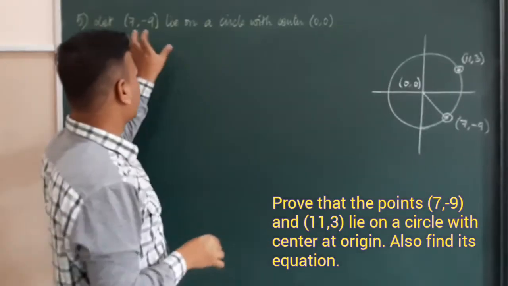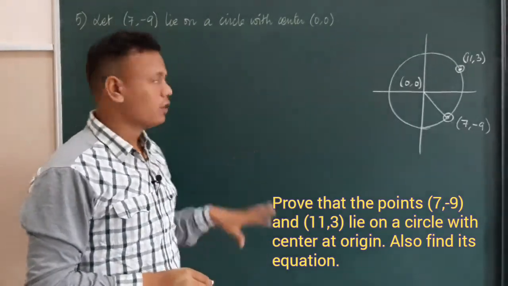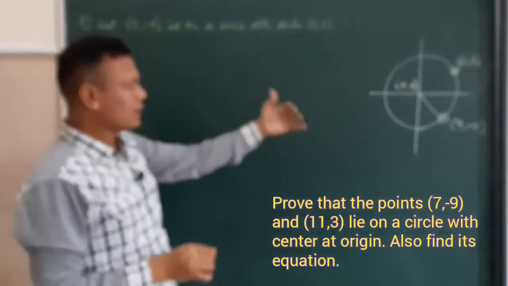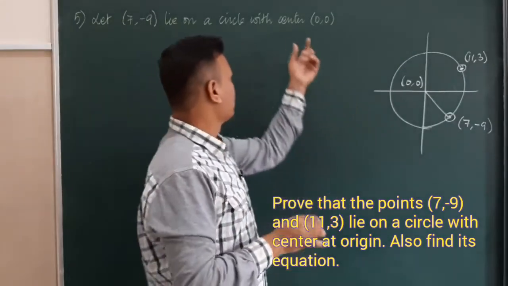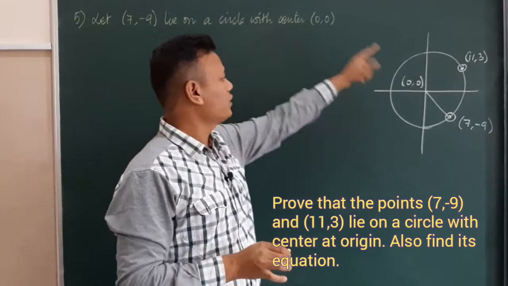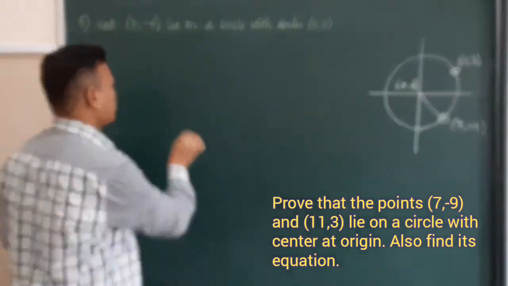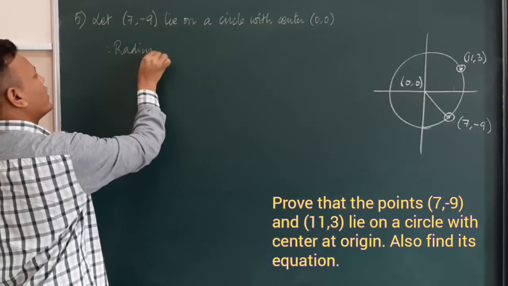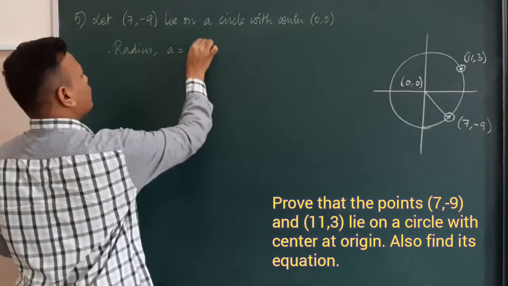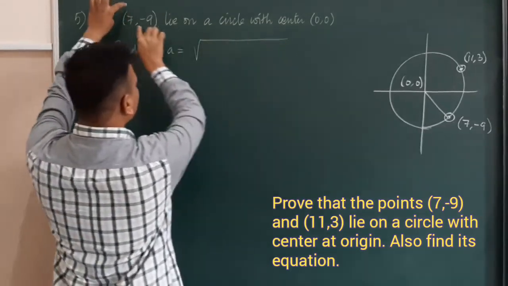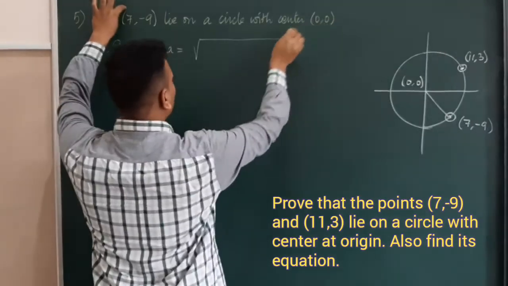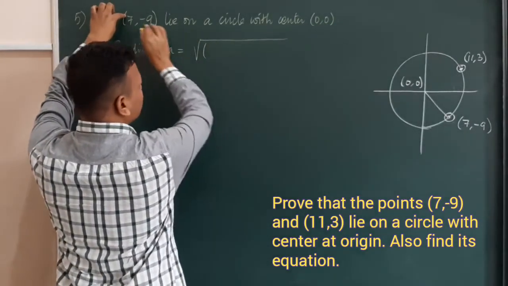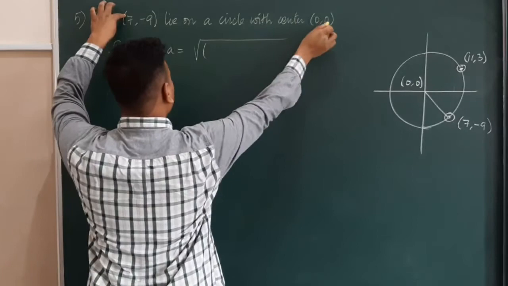Okay, so whatever I said, same thing I have written here. So 7 comma minus 9 lie, I am assuming that, on a circle with center 0 comma 0. Okay, so therefore radius. How to find radius? Radius is found using distance formula. So this is my x1, y1, x2, y2.